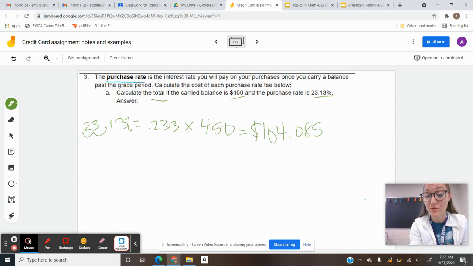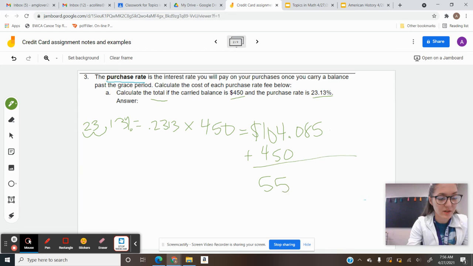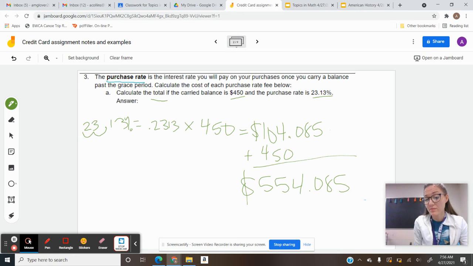In order to figure out my new total balance, I need to add my existing balance to this answer. All right, and my answer is $554.085. If you wanted to round up or down, that's absolutely fine, as long as your answer is $554 and some odd cents.